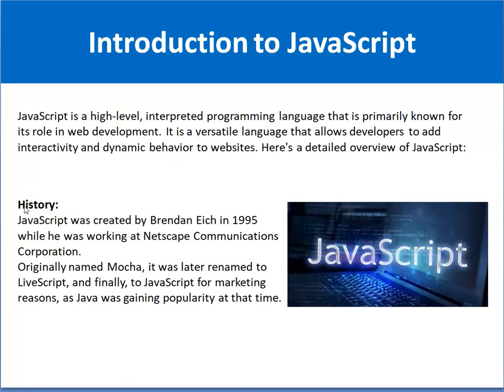Now, if we talk about the history of JavaScript, it was created by Brendan Eich in 1995. He was working at Netscape Communications Corporation at that time, and the original name of JavaScript was Mocha, then later it was renamed LiveScript, and then finally it was renamed JavaScript because at that time Java was popular. Due to marketing reasons, the name LiveScript changed to JavaScript.